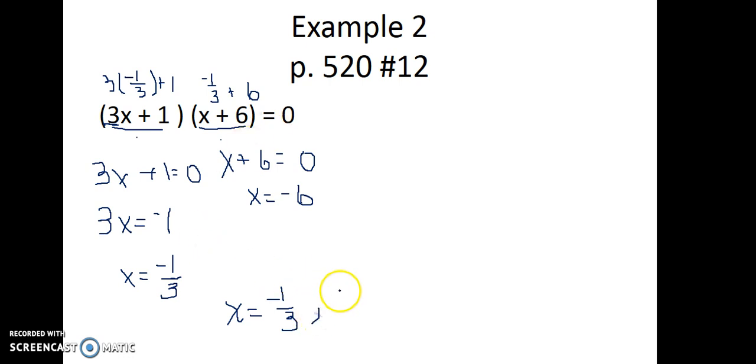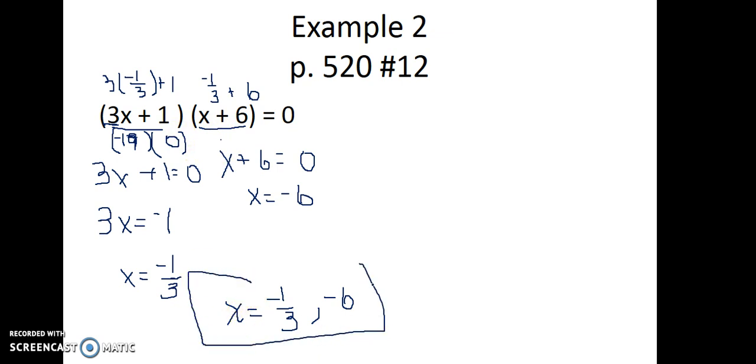If I use x equals negative 6, then over here I would have negative 17, don't forget your integer rules, negative 17. And on the other side, I'd have negative 6 plus 6 is 0. So I'd have negative 17 times 0 equals 0. So these are the two values for x that would cause the whole function to be 0. They're called the zeros of the function.